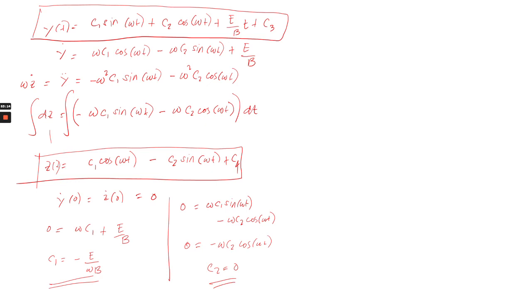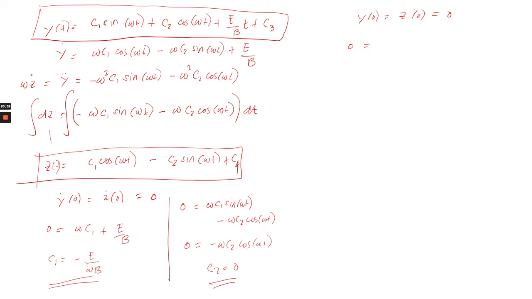Okay. Another condition is the position. This is velocity, no? So the position is 0, right at the origin. So using this one, y of t and z of t, we have 0 equals y of 0, so good.